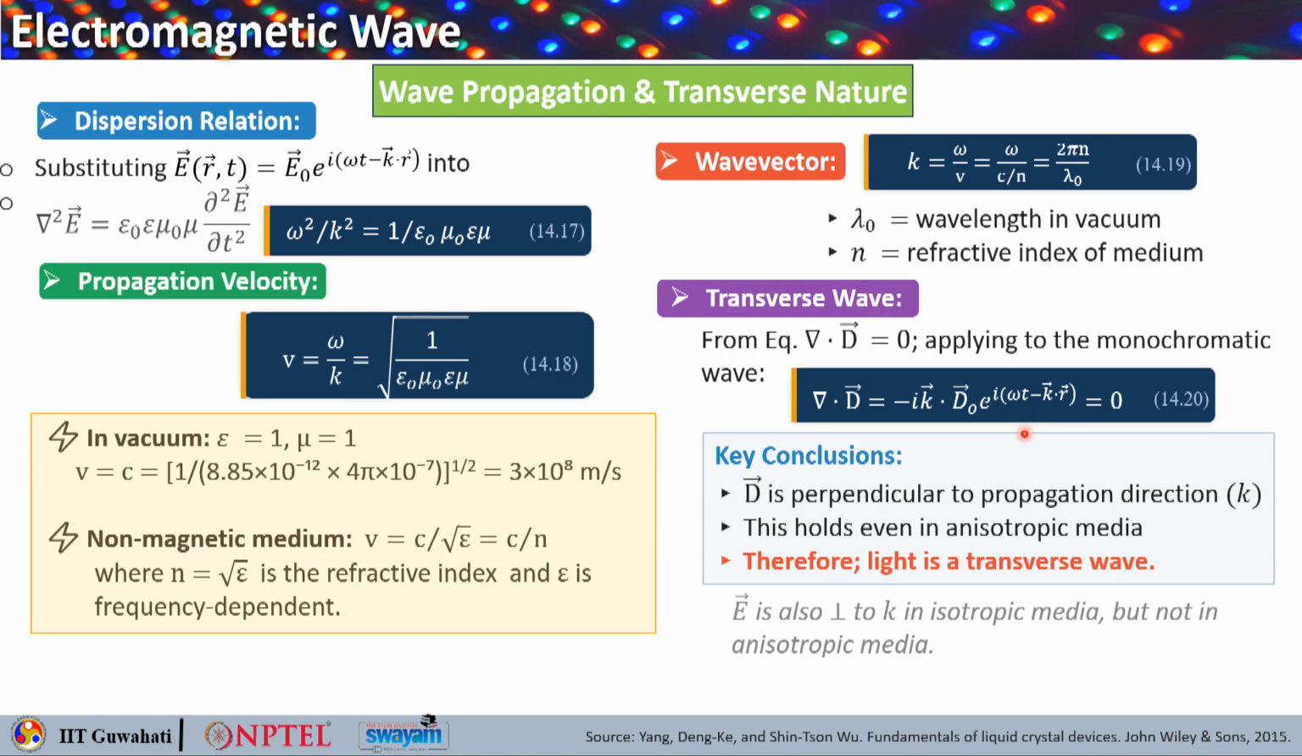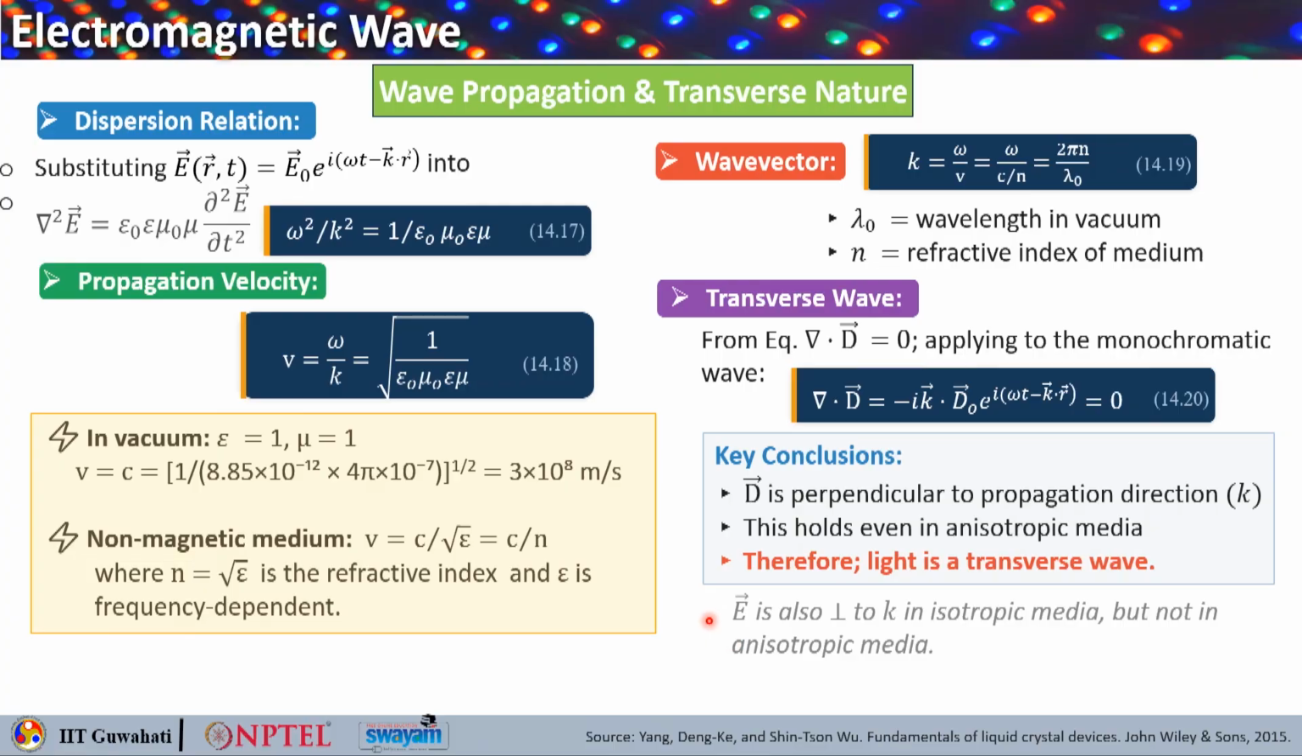That means this established that light is a transverse wave where the electric field direction is orthogonal to the propagation direction. So, E is also perpendicular to k in isotropic media, but not in the case of anisotropic media. This holds for D, but in anisotropic media the D and E relationship depends on epsilon, and epsilon comes as a tensor in the anisotropic case, so your electric field E may not be perpendicular to the propagation direction, but this relation holds good for the displacement field D.